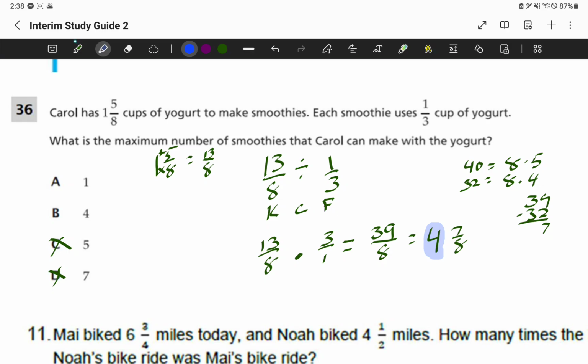That's how many whole smoothies they can make. They can almost make a 5th, but not quite. So they can only make 4. And so that's our answer, 4.